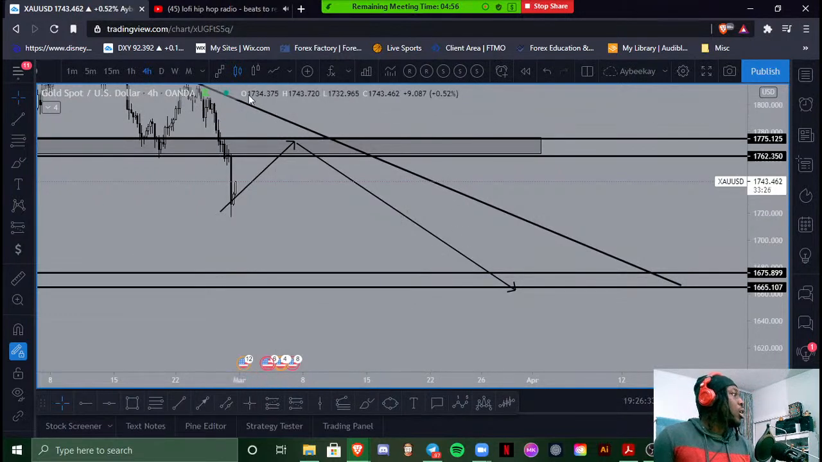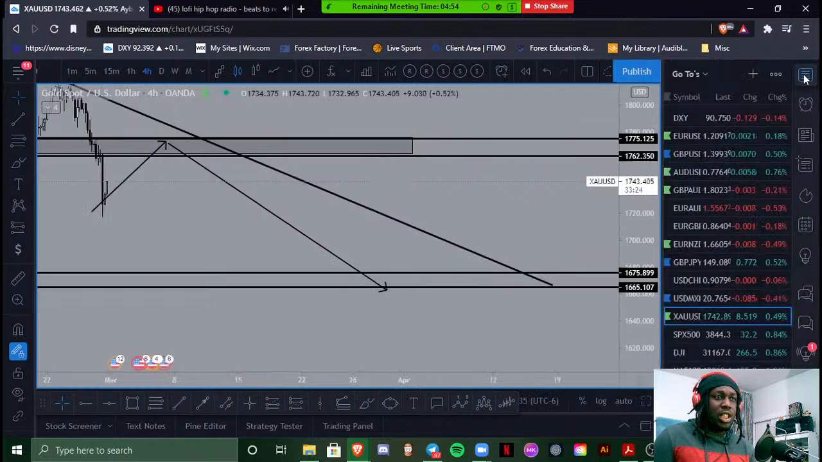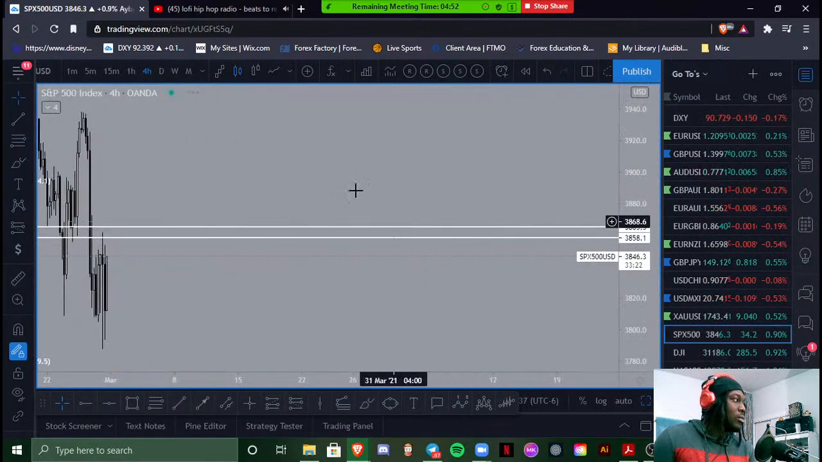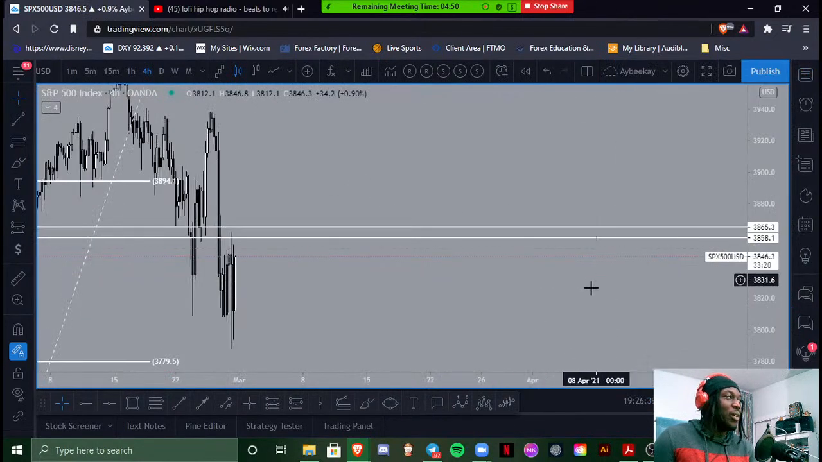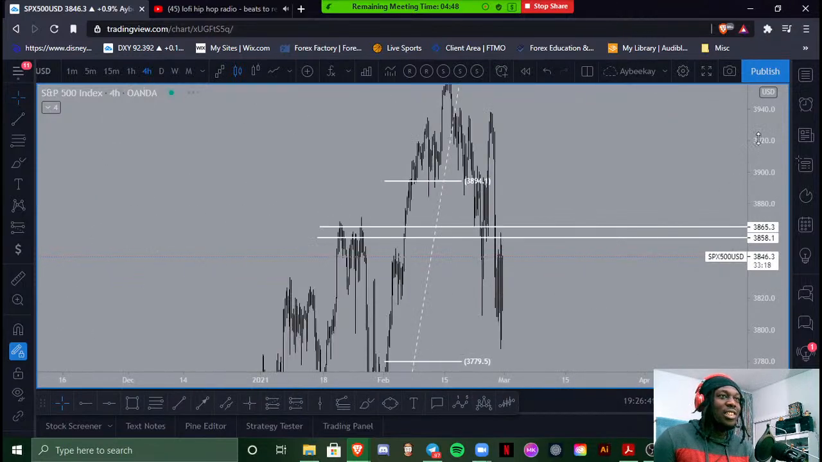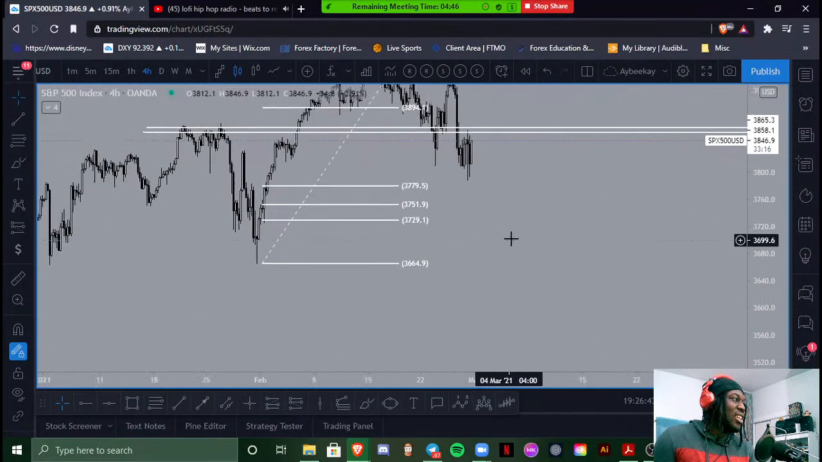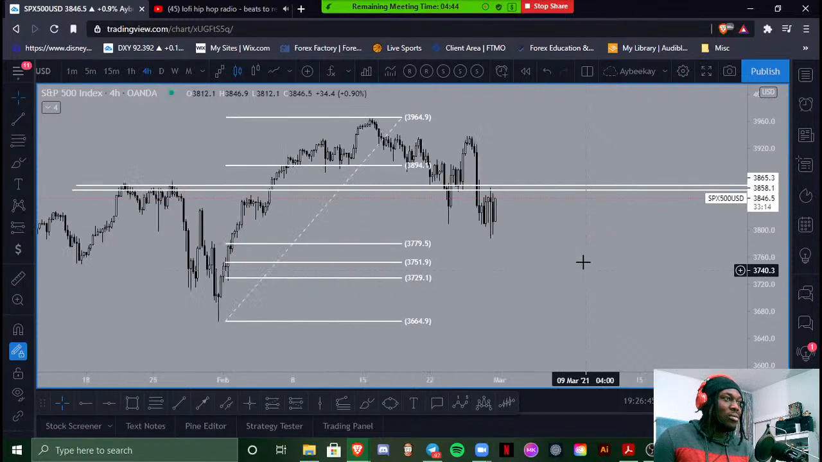All right. Let's look at these indices, man. I have no idea what they did on Friday, because I did not take a look at them at all. Oh man, that drop though.